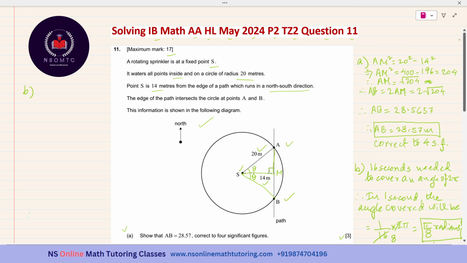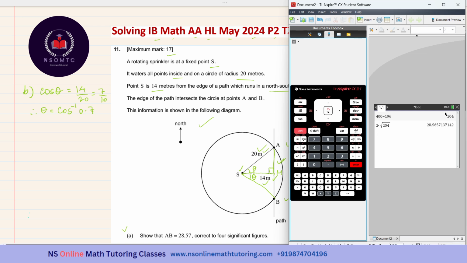I have to find the angle theta. If I take cos theta, because I can take sin theta too, but that will be an approximation. I have to take some digits, but these are correct values, so I prefer to take cos theta rather than sin theta or tan theta. So cos theta is equal to 14 over 20, equal to 7 over 10 or 0.7. Therefore, theta equals cos inverse 0.7.